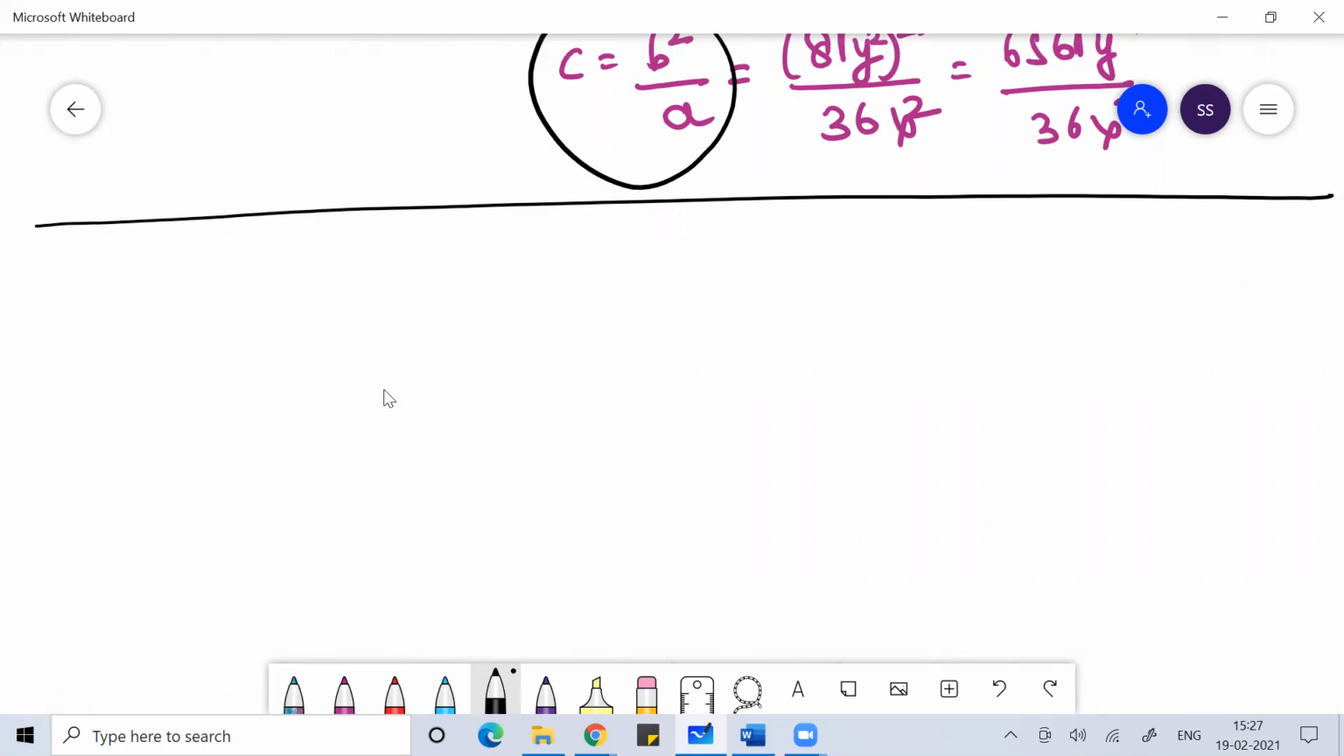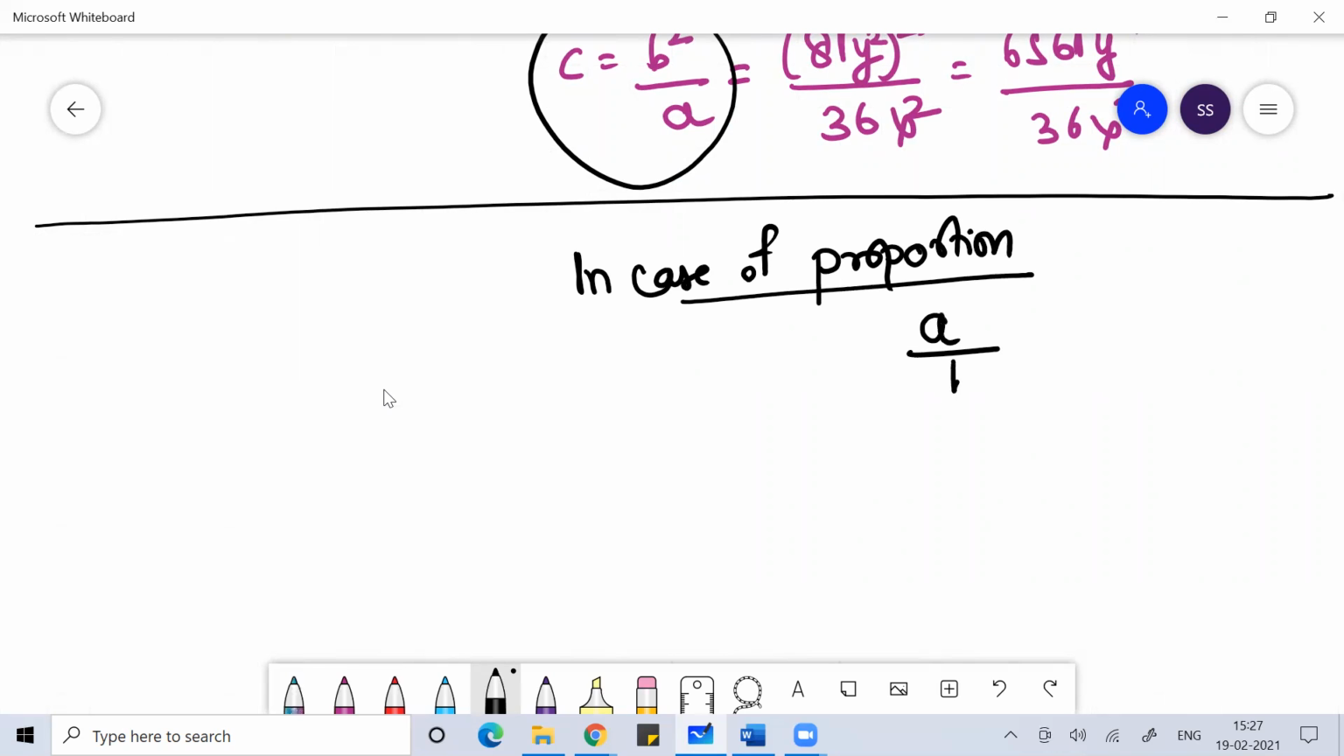Going further, you know that in case of proportion, A by B is equal to C by D.